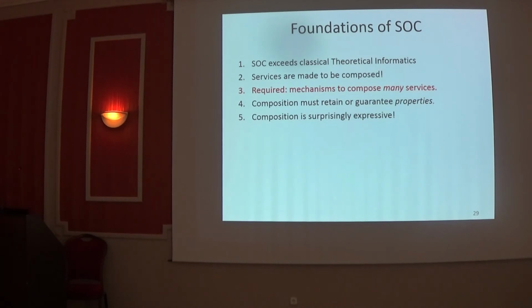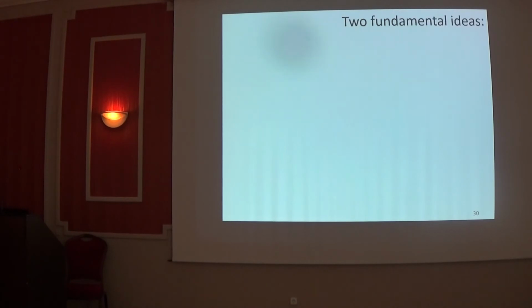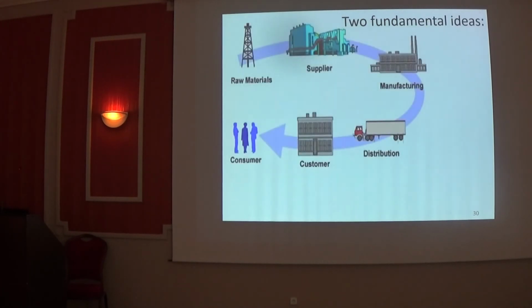You see, we proceed to be quicker. Number 3 is we need mechanism to compose many services. So what is the fundamental problem of many services? And I give you an example. This is a supply chain. So you have raw material, you have a machine, you have a factory that supplies, say, steel to the manufacturing company, and they produce, say, spoons, and the spoons are distributed, and you have a customer shop that sells the spoons to the customers, to the consumers.